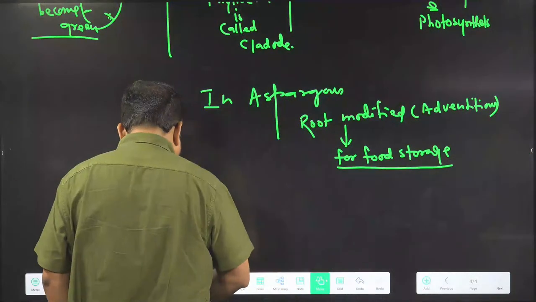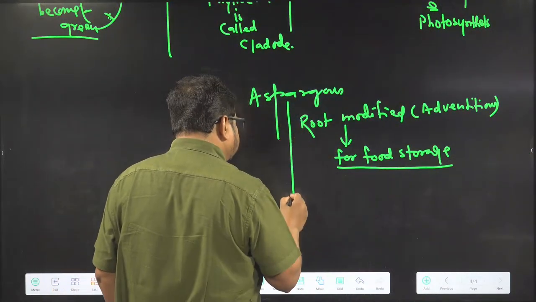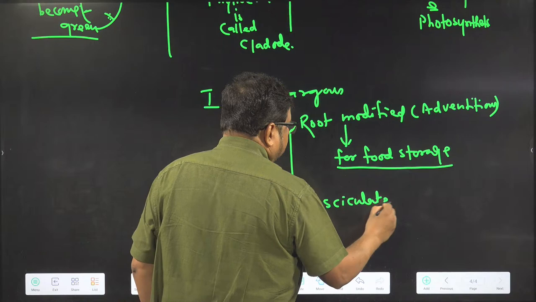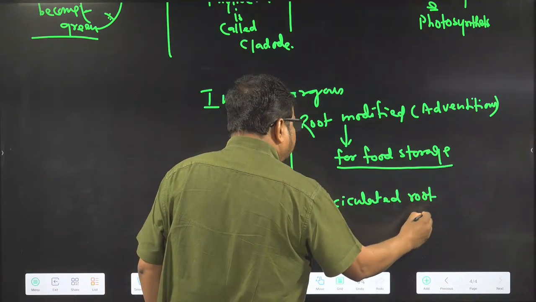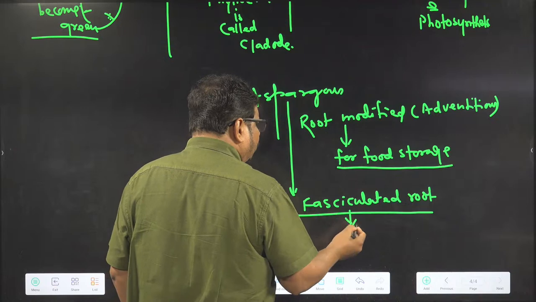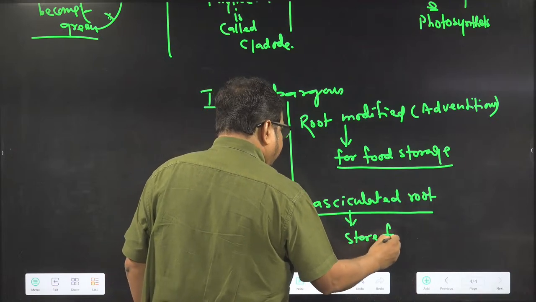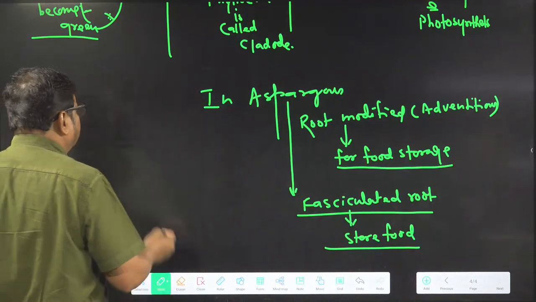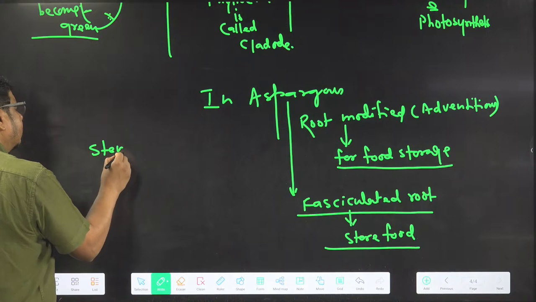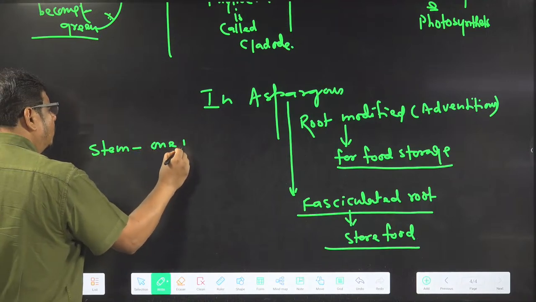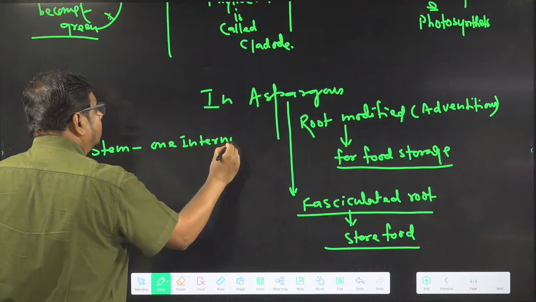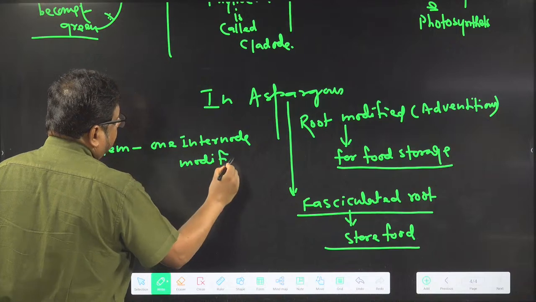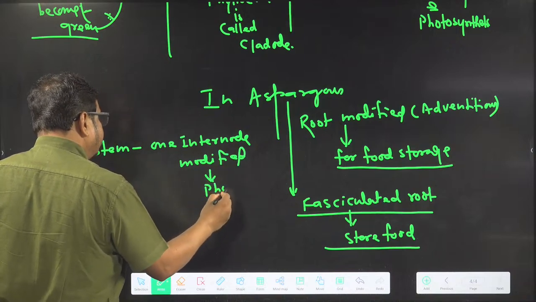Anybody can tell? Such kind of root in asparagus is called fasciculated root. So fasciculated root is present in asparagus, and these are modified to store food. Got the idea? So in asparagus, root is modified for food storage, and stem, one internode, is modified for which purpose? Photosynthesis.